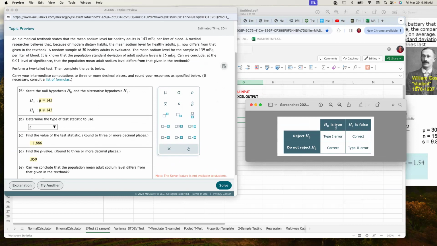Well, obviously I don't want to reject it. If it's true, that's an error, right? I want to fail to reject it, which would be the correct decision. Okay, so let's just suppose this is true.